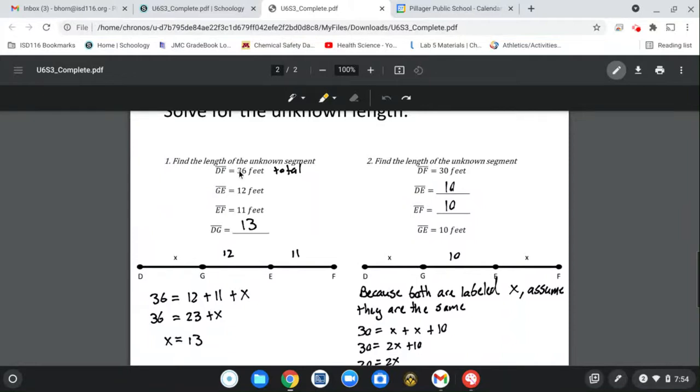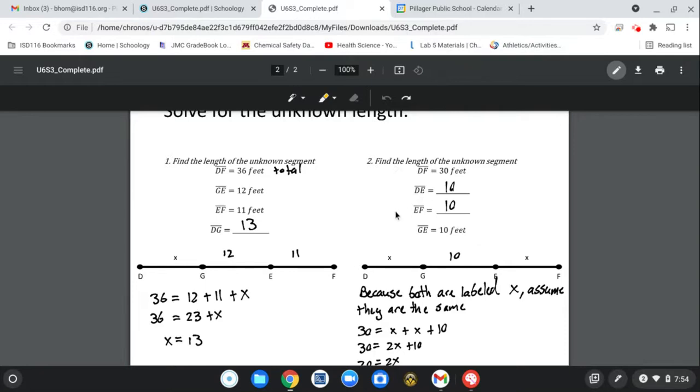This time we have 3 parts and then our total. Still, we're calling that missing part X, so when we set up our equation, we'd have in this case 36 equals 12 plus 11 plus X. We simplify and then solve for X, and we get X is equal to 13.